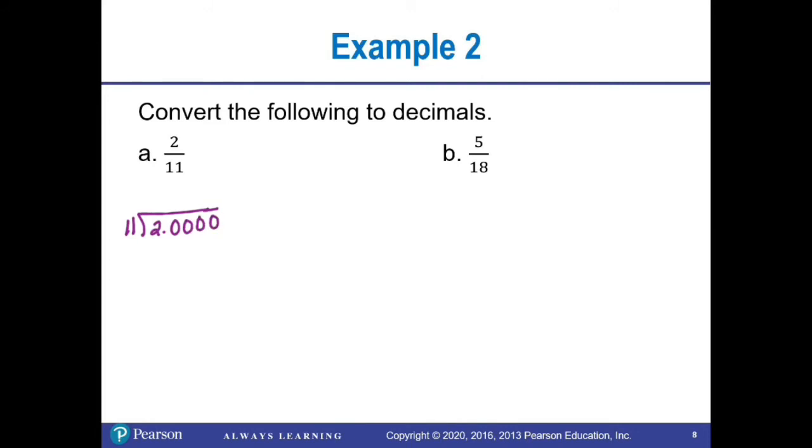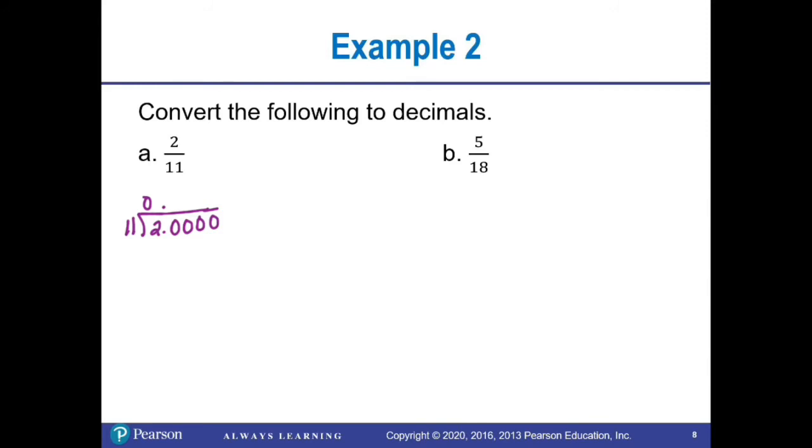Notice again that I put my decimal place after the 2, and I wrote zeros to the right of 2. I don't know how many zeros to write, so I just write 3 or 4 zeros. I can always write more zeros to the right of that decimal place if needed. Line up your decimal places. 11 does not go into 2, so we have a 0 in the ones place.